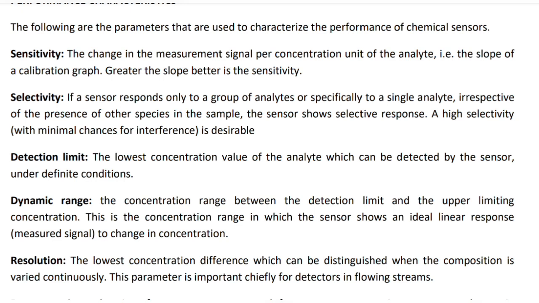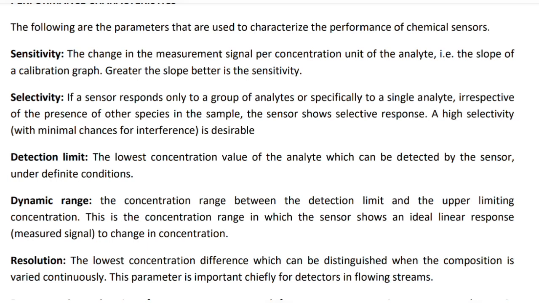So sensitivity and selectivity are over. Then the third parameter is detection limit. Detection limit is the lowest concentration value of the analyte which can be detected by a sensor. Then the fourth parameter is dynamic range. Dynamic range is the concentration range between the detection limit and the upper limiting concentration.